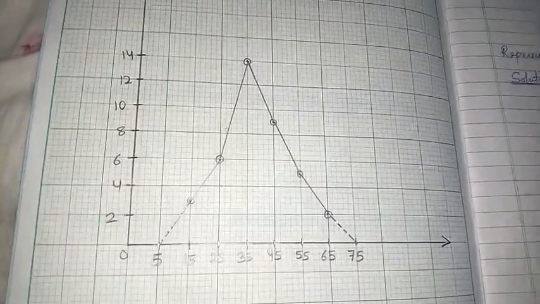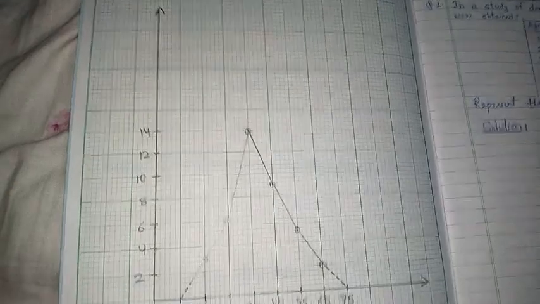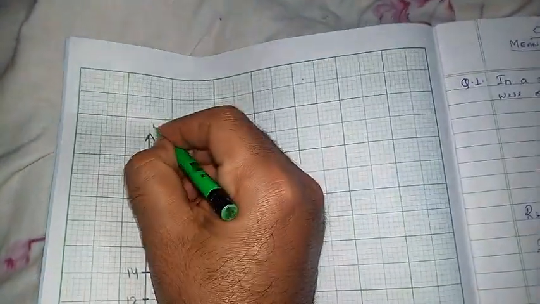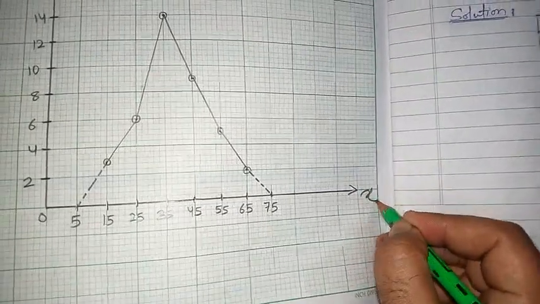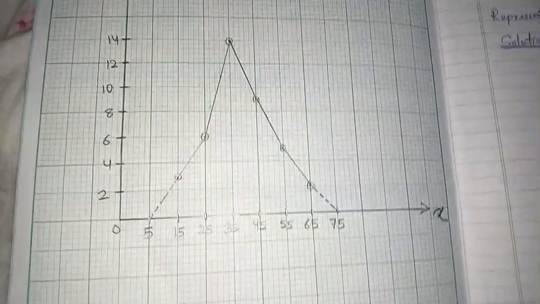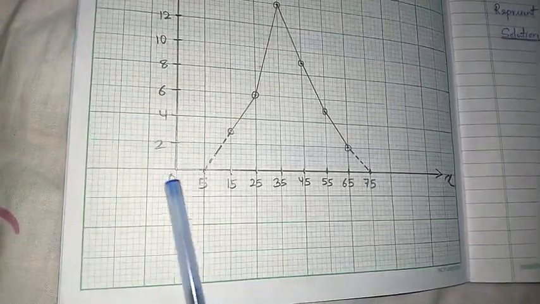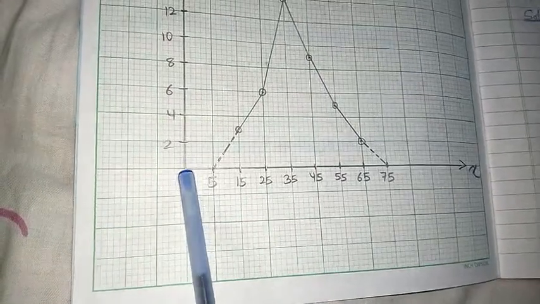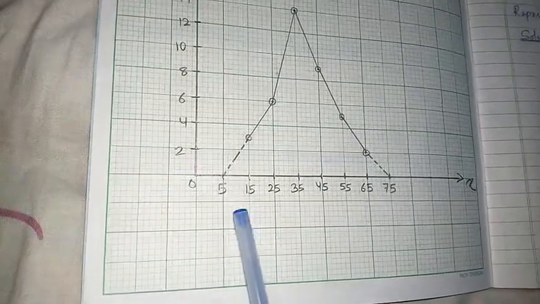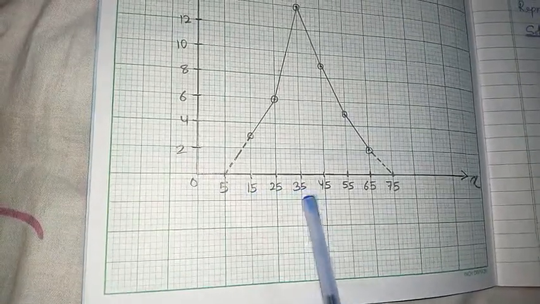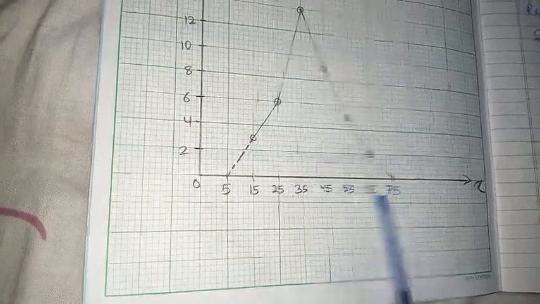Now I will teach you how to make the graph. In the graph, first you make the axes. Here I again forgot to write y-axis. This is y-axis, and here it will be x-axis. So mention this x-axis and y-axis here. Now in this x-axis, I will show you. You can see here I have written 0. Always this point is called 0. It is called origin. Now 5, 15, 25, 35, 45, 55, 65, 75.